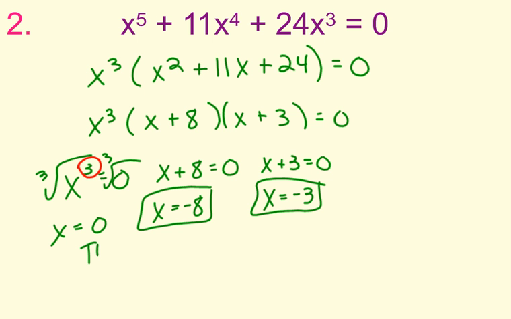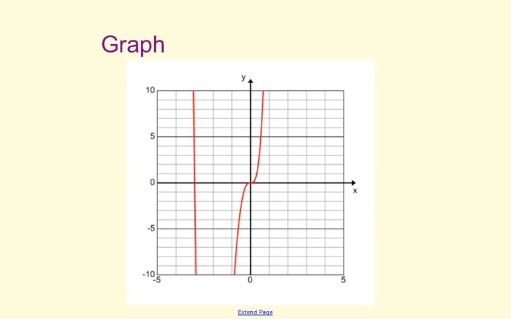A triple root. So now think about what this will look like as a graph. If a double root bounced down and back up, what's going to happen with this triple root? Well, let's take a look. So I come down. I knew I had an answer at negative 3.